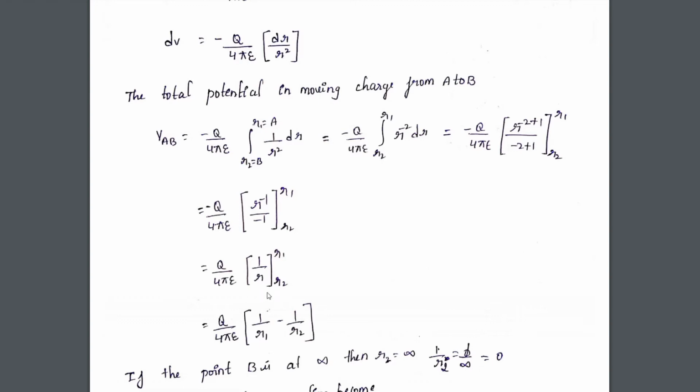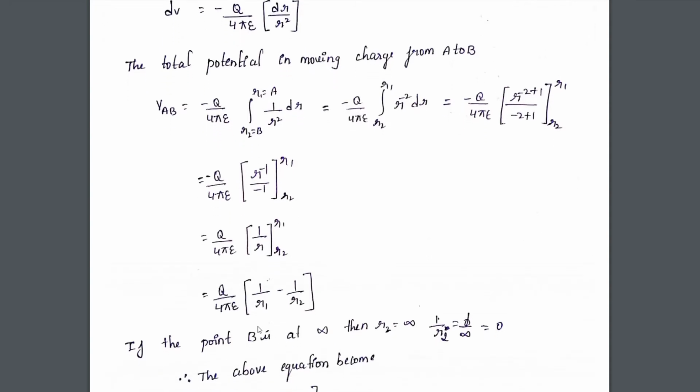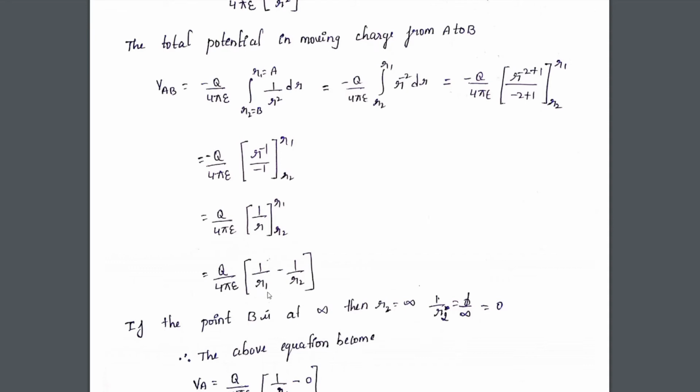Then r inverse, how can you write? It is 1 by r. So simplify the negative signs. Minus divided by minus will become plus. Then r inverse is written as 1 by r. Then you apply the limits. Upper limit is r1 minus lower limit is r2. That is 1 by r1 minus 1 by r2 you get. So this is the potential difference VAB.